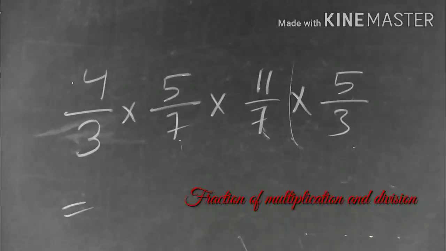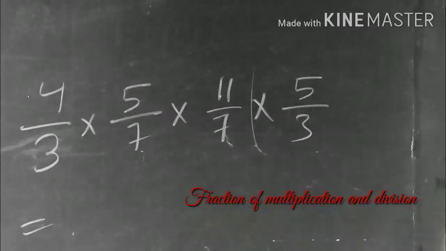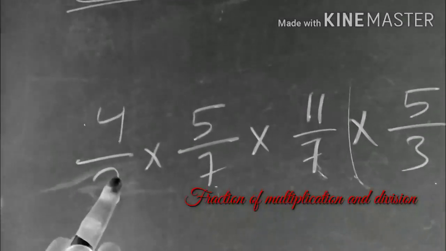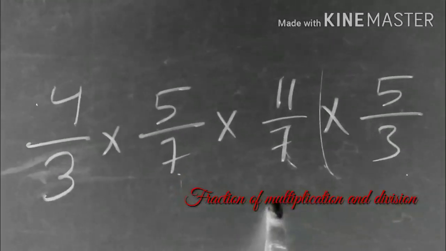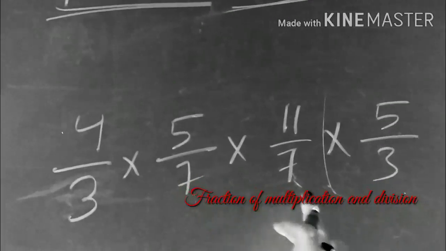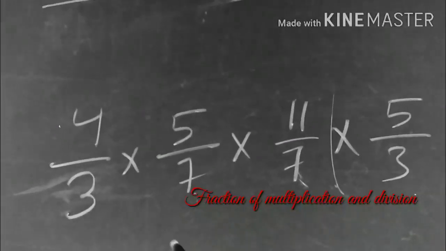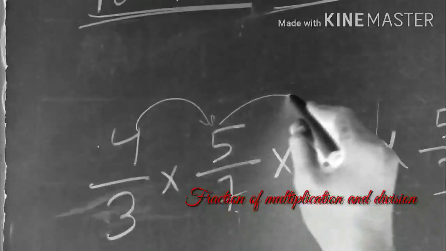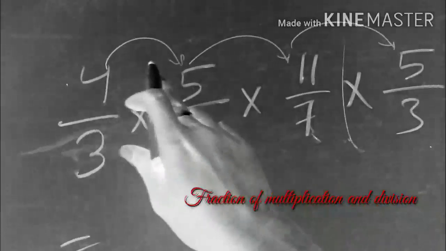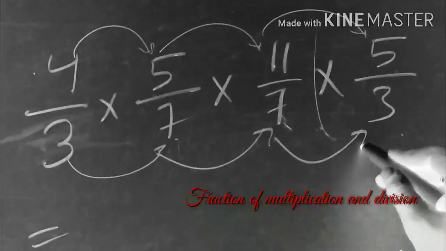Look at this question. 4 by 3, 5 by 7, 11 by 7, 5 by 3. So in this question there is nothing common. Nothing is common. No one can be struck out. All are different numbers. So what do we have to do? We can multiply. This number should be multiplied with this number, and this number should be multiplied. Means numerator multiplication: this multiplication, this number, this multiplication, this number.